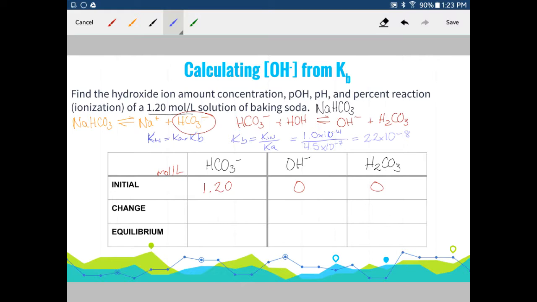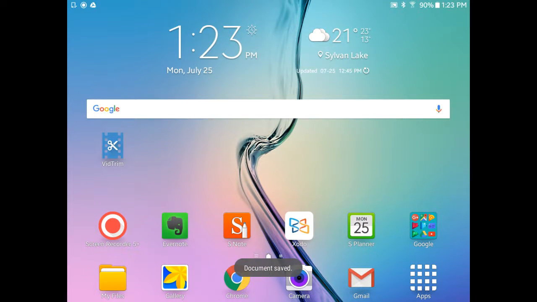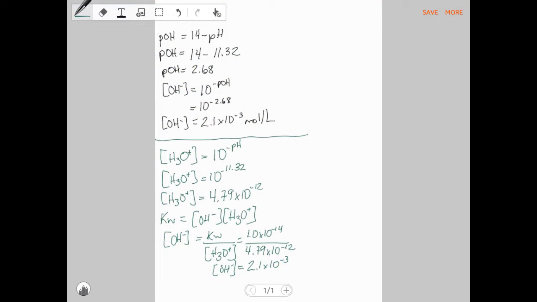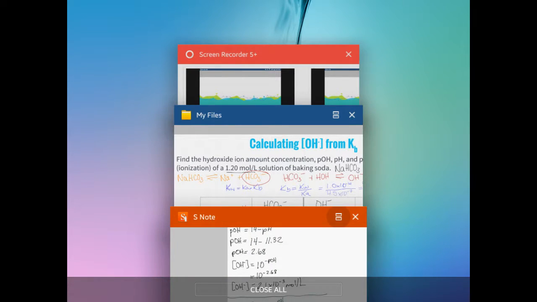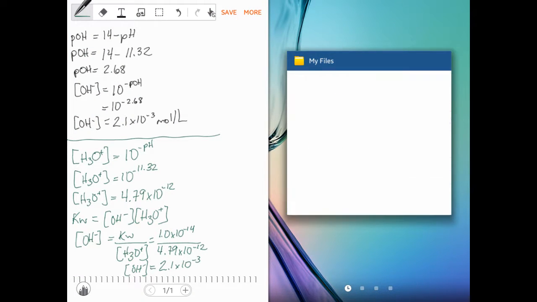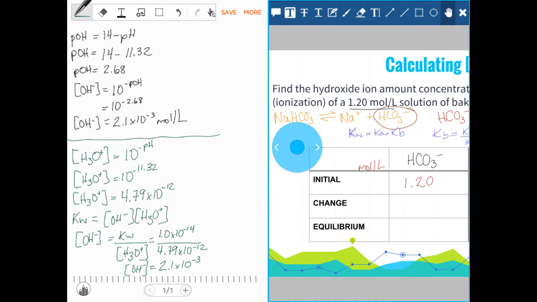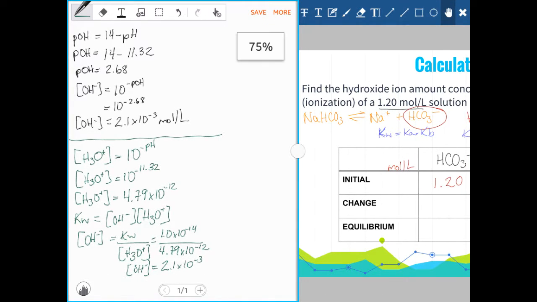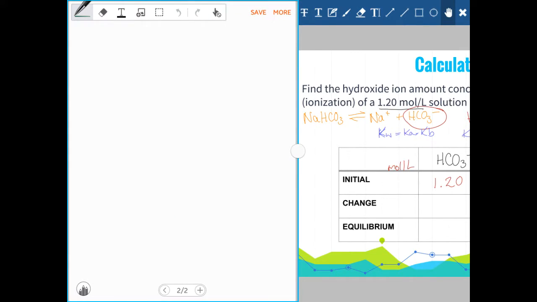Okay, so I've solved for my Kb, which is this value here, and I know that I have an initial concentration of 1.2 and 0, but I need to solve for my OH. And in order to do that, I need a little bit more room. So I'm going to open up a note page again. Okay. So I'm going to give myself a little bit more room here. And I'll get a new page going.